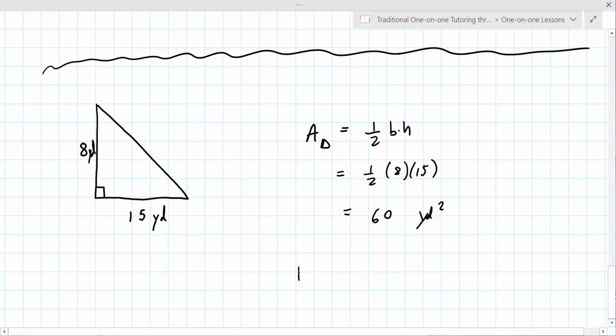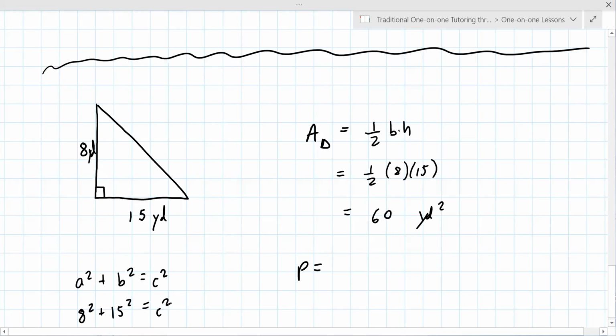Now to find the perimeter, you need to find the third side. So you're going to use the Pythagorean theorem to do that. So for the perimeter of the triangle, you have to use the Pythagorean theorem. So again, that's a squared plus b squared equals c squared. That's 8 squared plus 15 squared equals c squared.